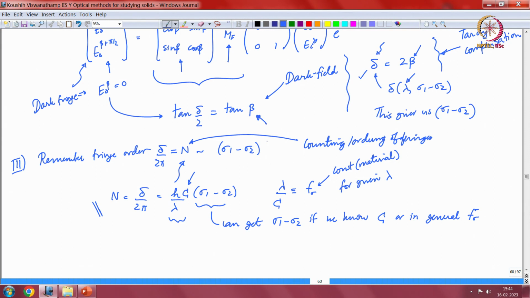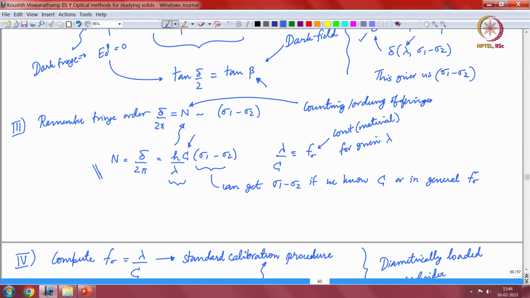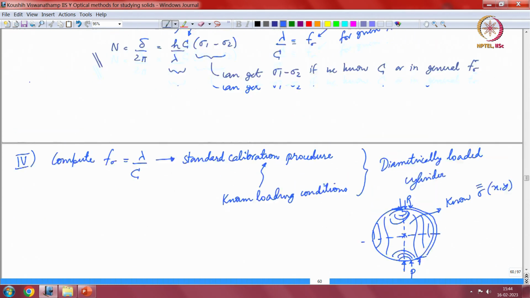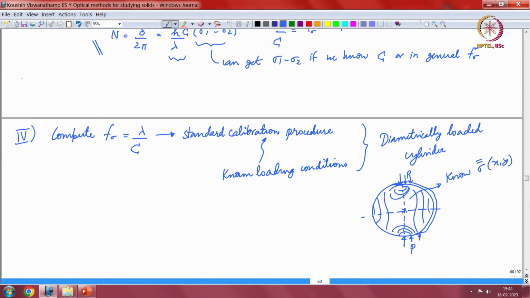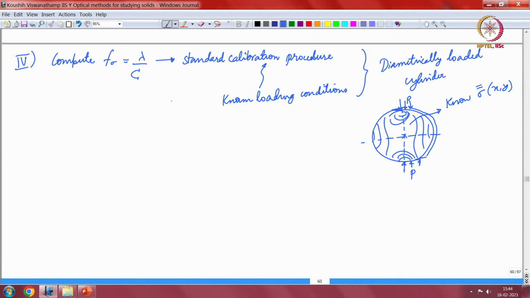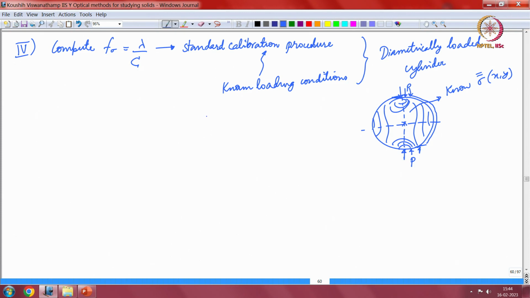Okay. For purposes of notation, we call this lambda by c ratio that is here as f sigma, right, and this is a material constant for a given wavelength. Right. Now, the final step in this is, if you did not know what f sigma was, or if you did not know the photoelastic parameters for the particular material, then you have to calibrate, right. So, you have to use a standard loading condition and then apply the loads as per this standard loading condition, where you know what the stress field is and you can physically see what the fringe order is.